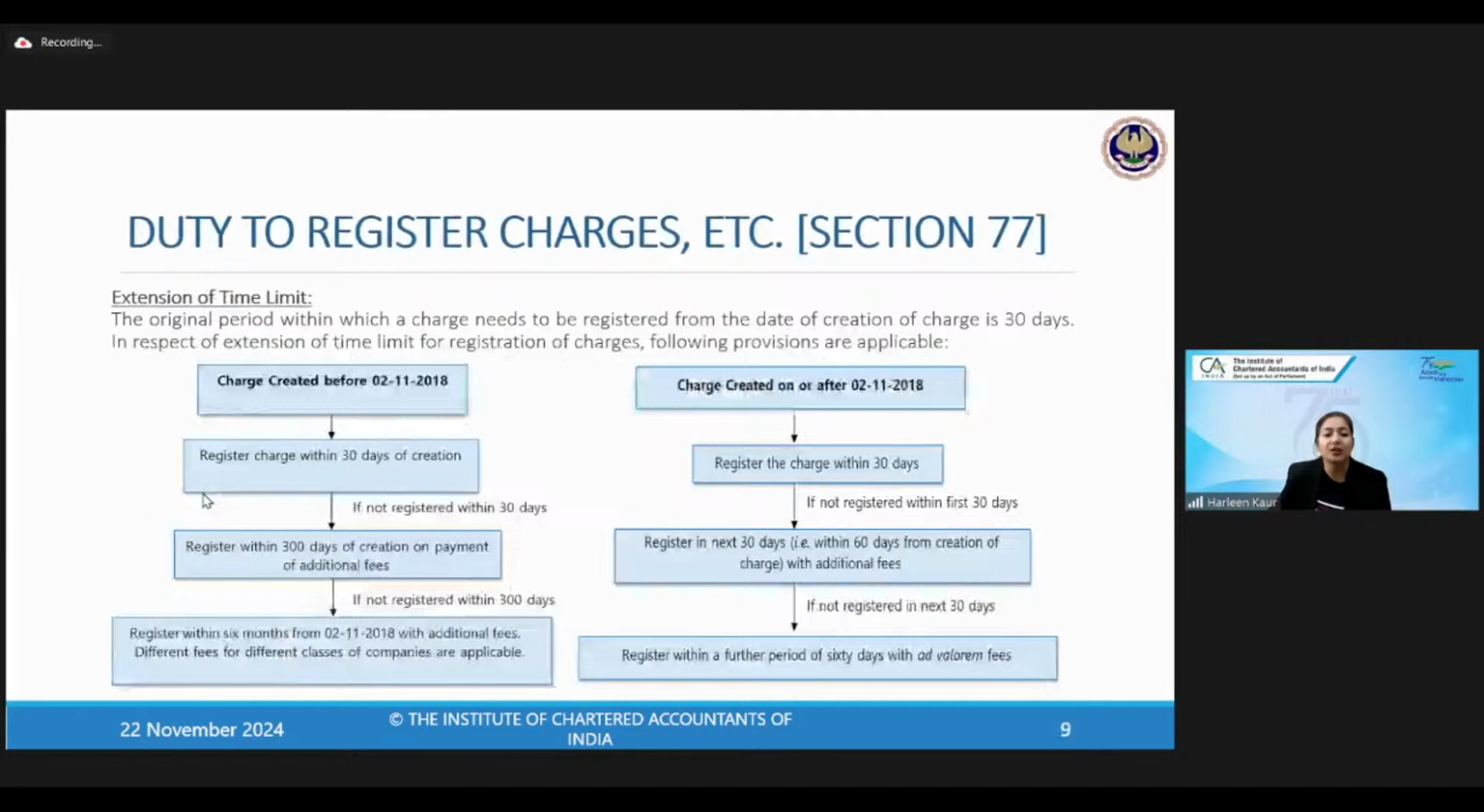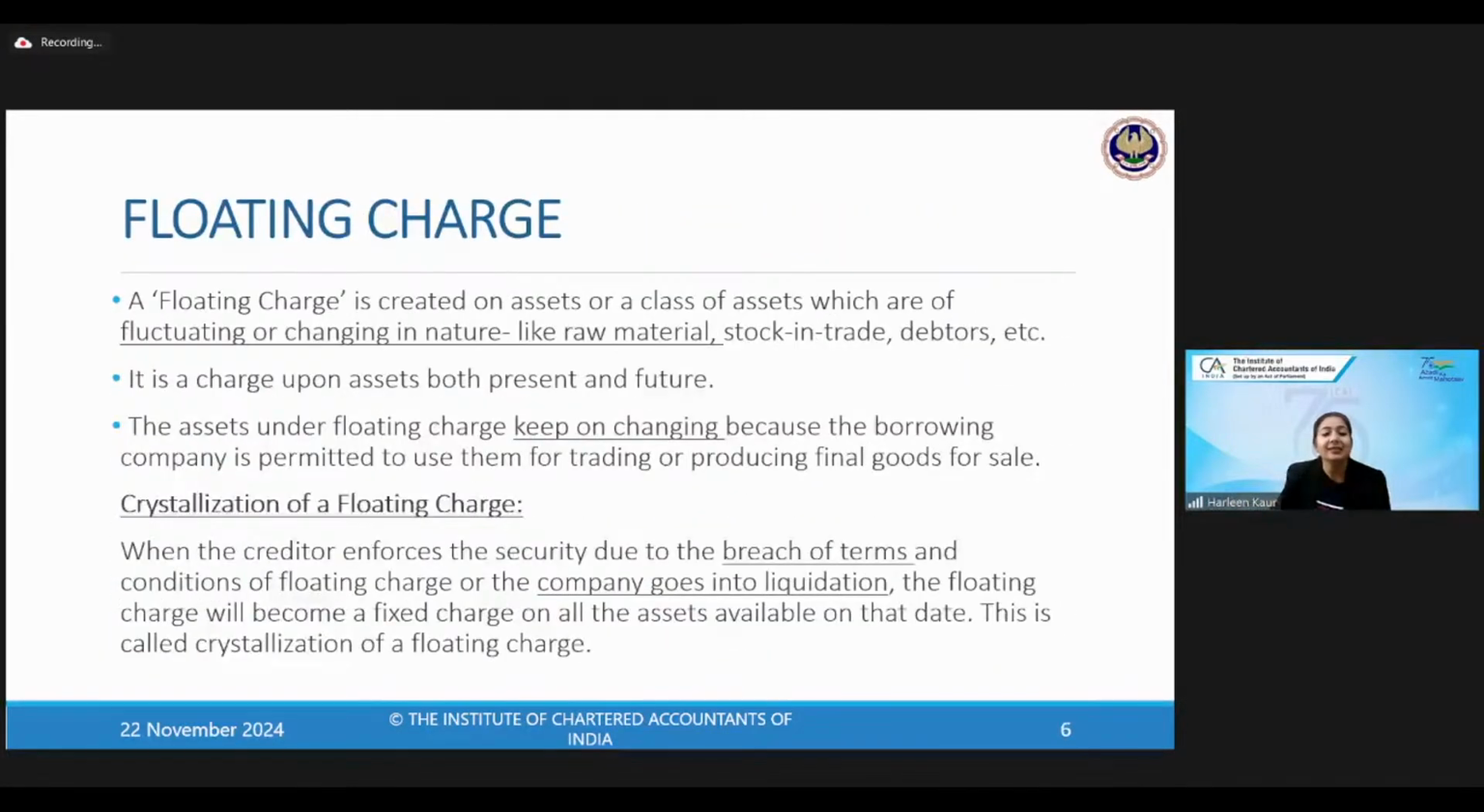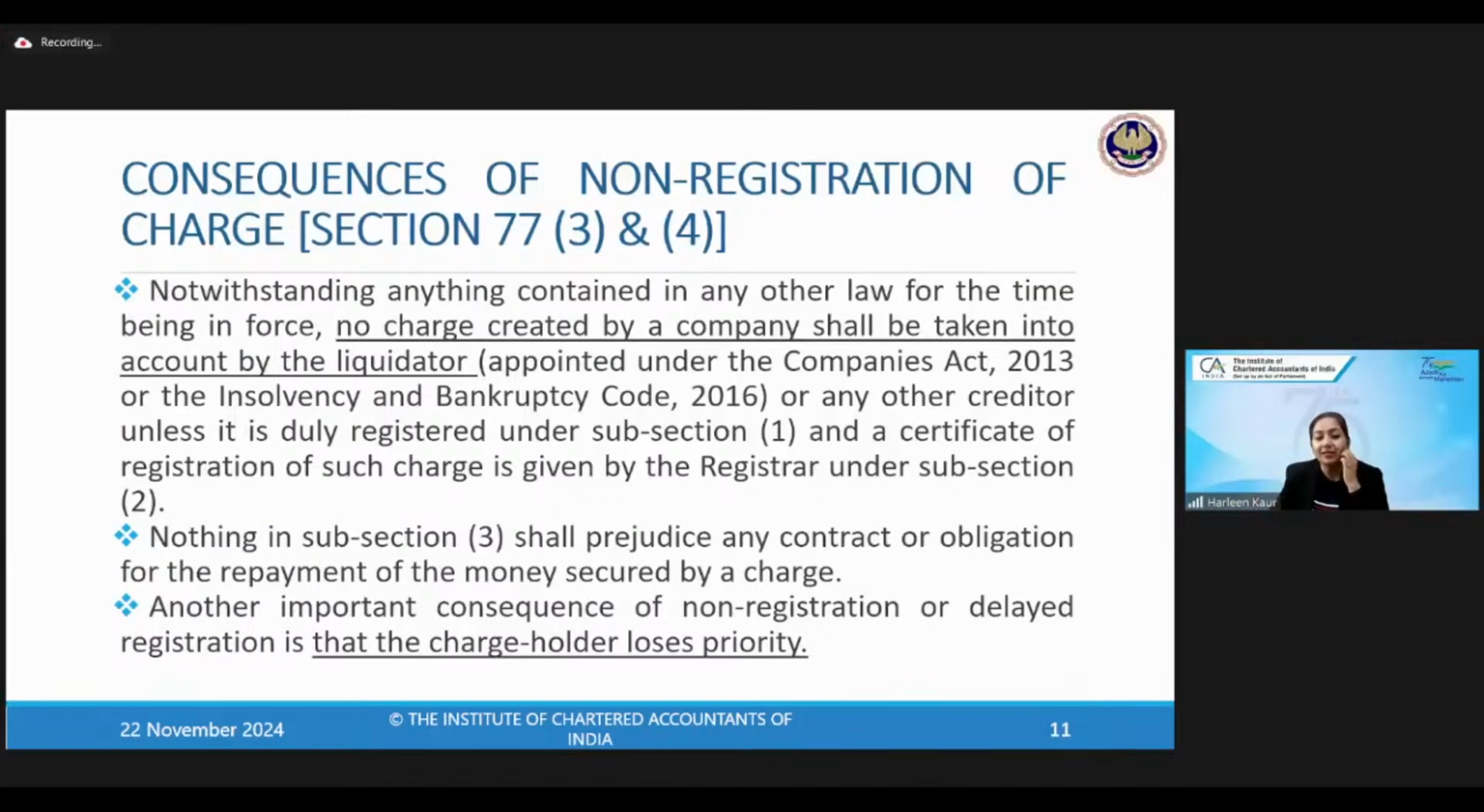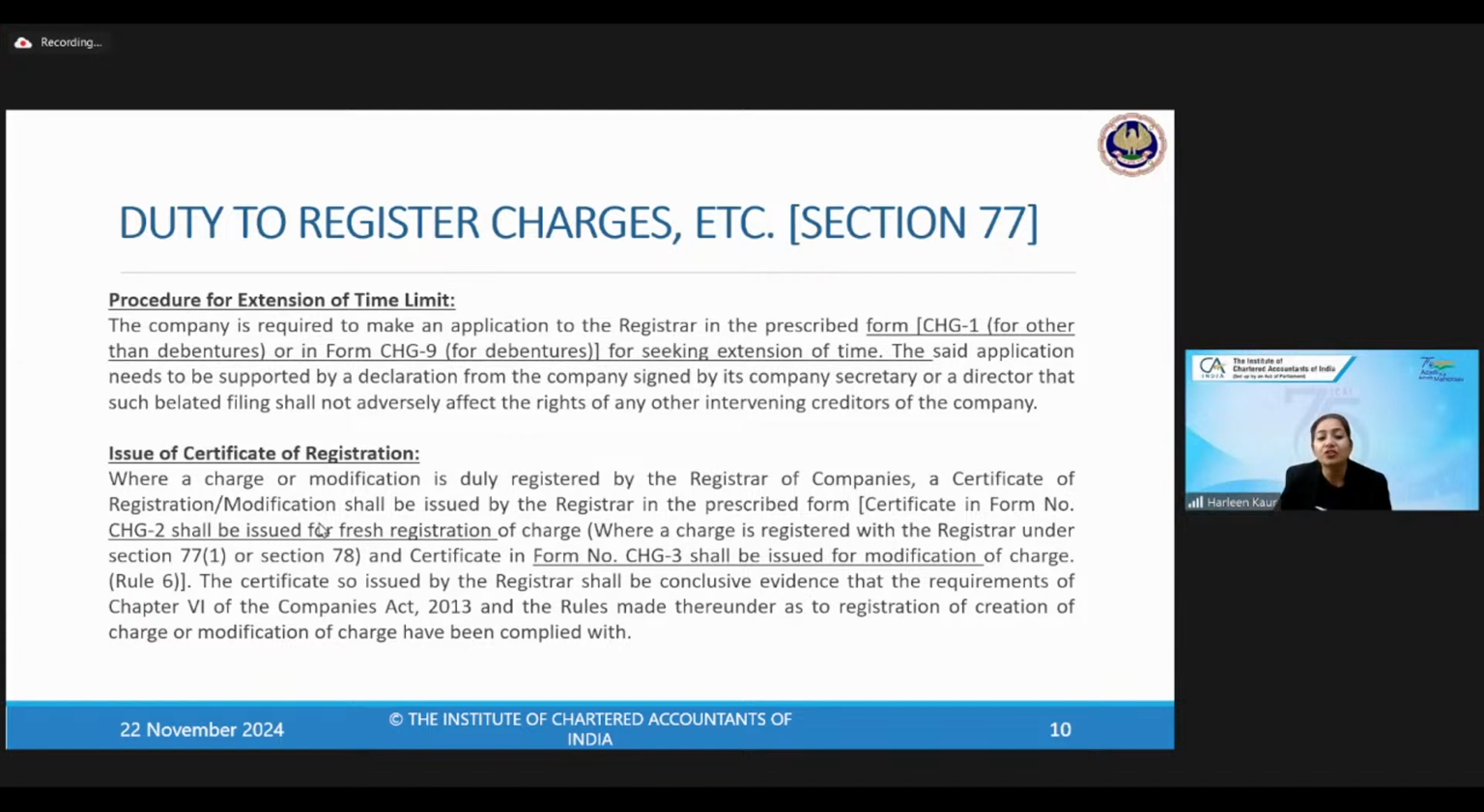Now this picture will come clear to you. That is where Section 77 we have read, where the charge or modification is registered with the ROC. ROC will issue CHG2. Can you see the underlined line? CHG2 is the fresh certificate of registration. Or if there is any modification, then CHG3 is the certificate of modification of charges. And all these certificates are the conclusive evidence that the company has complied with all the requirements of the Companies Act relating to registration of charges. Is that clear, children?